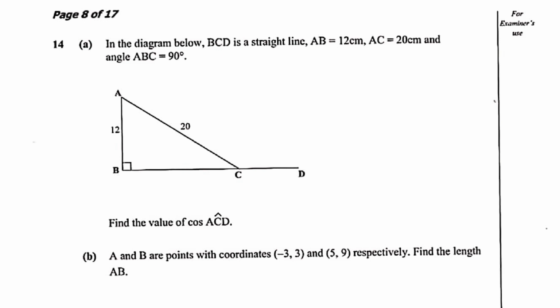Question number 14, part B, it reads, A and B are points with coordinates -3, 3, and 5, 9 respectively, meaning that the coordinate of point A is -3, 3, and the coordinate of B is 5, 9. All right? So the question is find the length of AB. Now, we want to find the length of AB given 2 points.